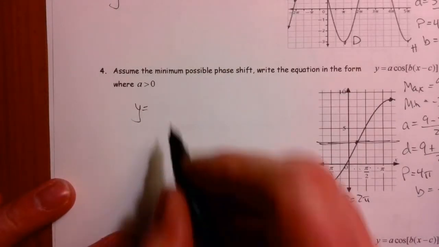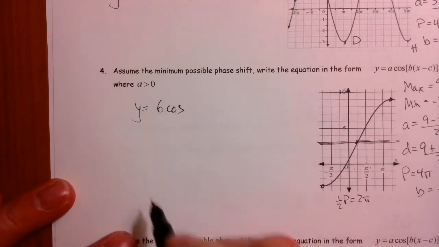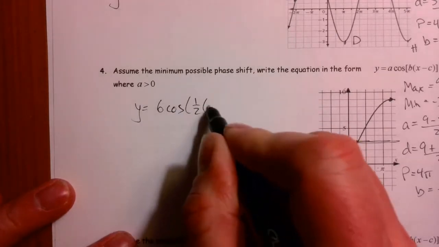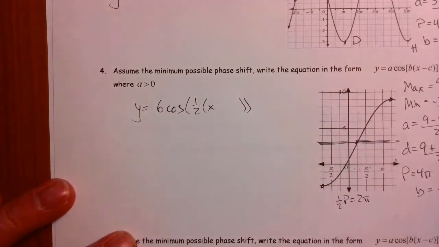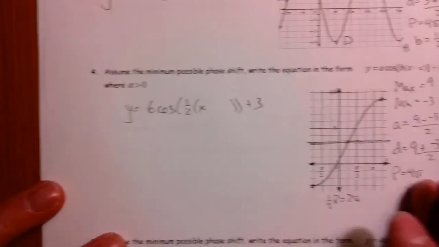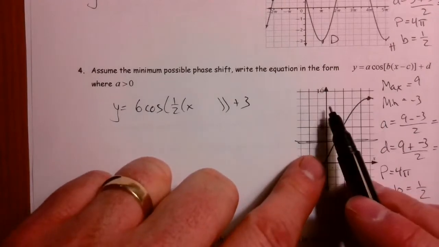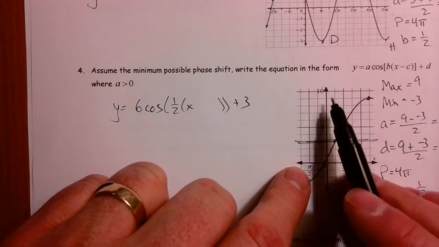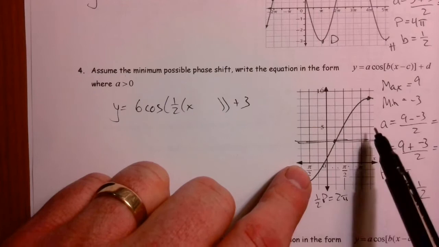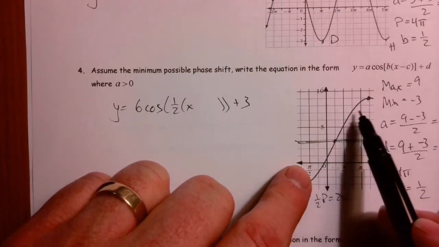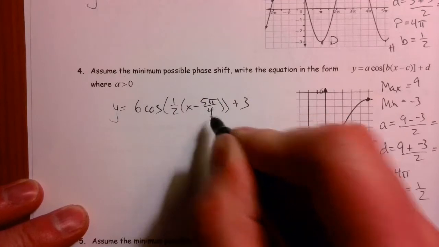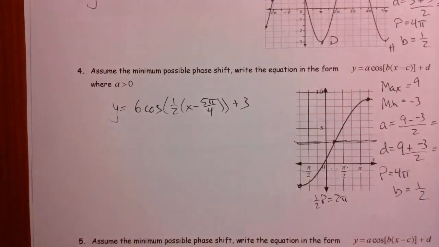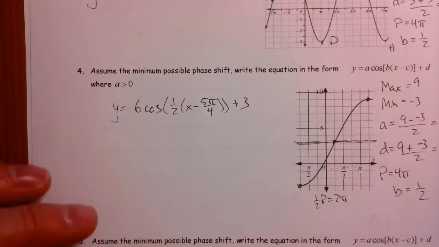This is going to be y is equal to 6 cosine of 1/2 x. It's going to have a horizontal phase shift, and then we already know that the d value is going to be plus 3. So I basically have to just figure out, well, how far to the right of that y-axis is this? Well, it's 1, 2, 3, 4, 5 of those blocks, and we know that each one of those is pi over 4. So minus 5 pi over 4 to go to the right.